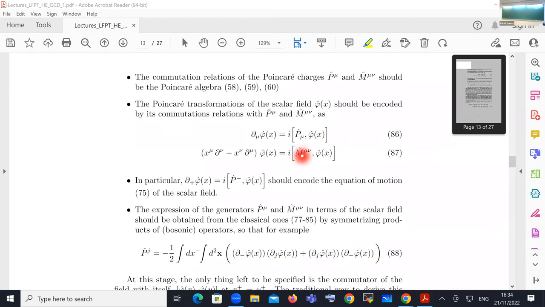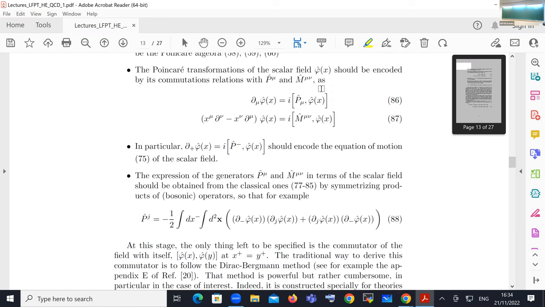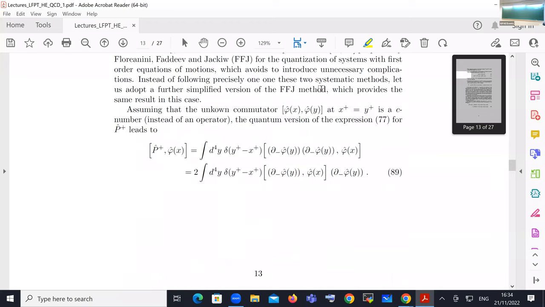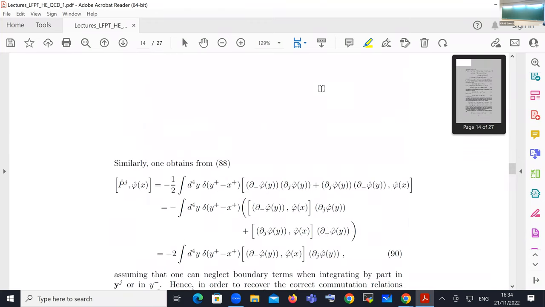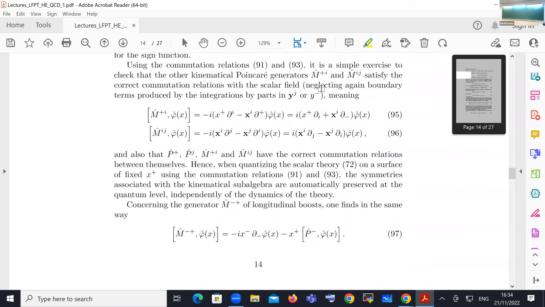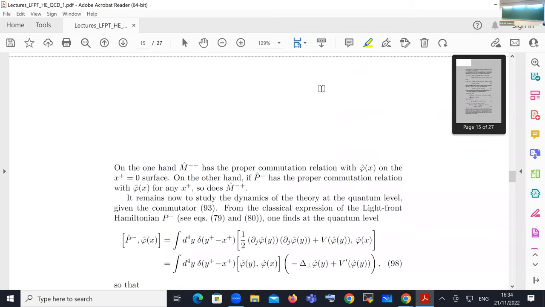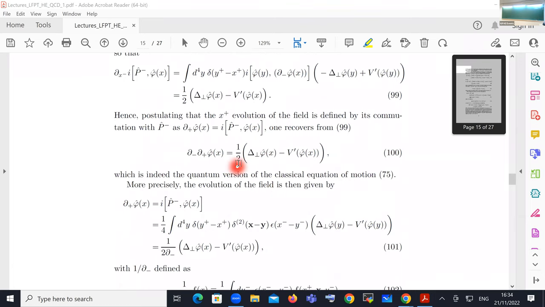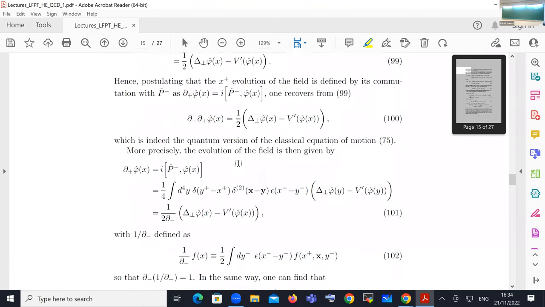And indeed, in that case also, these generators would obey the Poincaré algebra, and we would get the proper evolution equation for the scalar field here. Okay, so this is the quantum equation of motion for the scalar field.